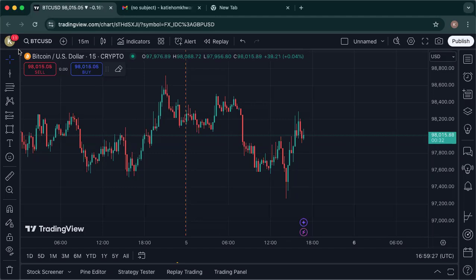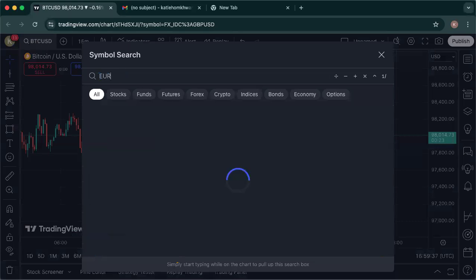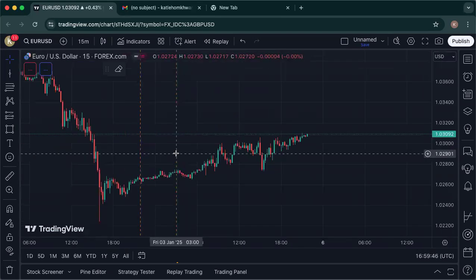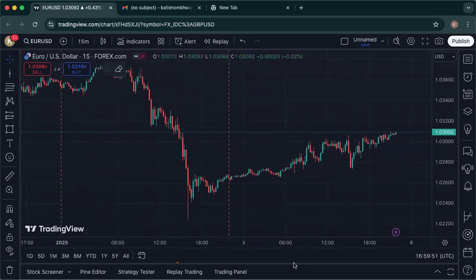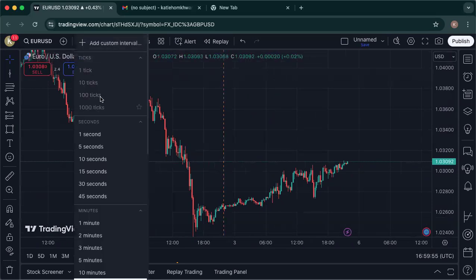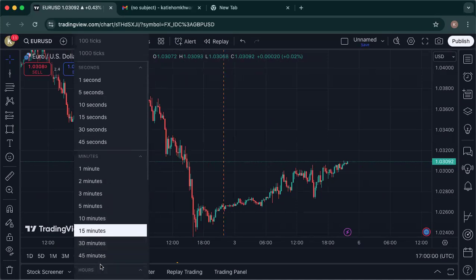What's our level? Euro USD. Euro USD. I get it. Maybe a couple of 1 hour candles and then read from last week Monday coming into this week.